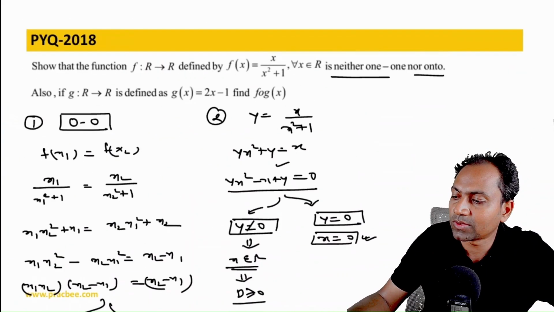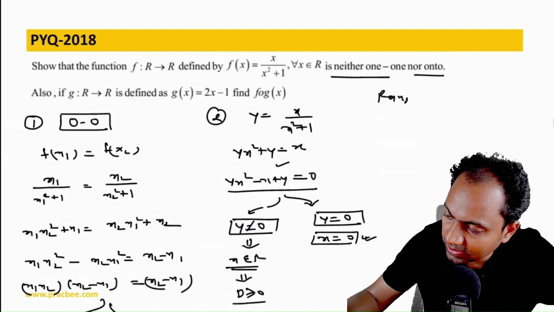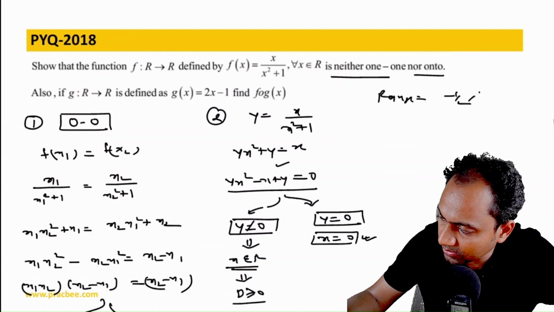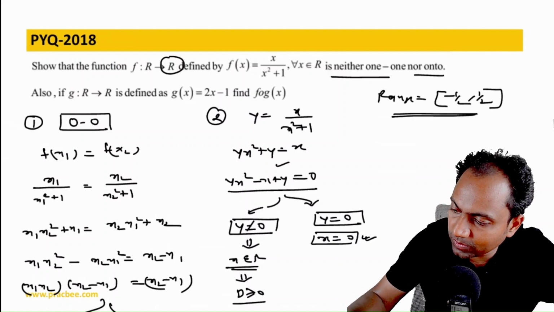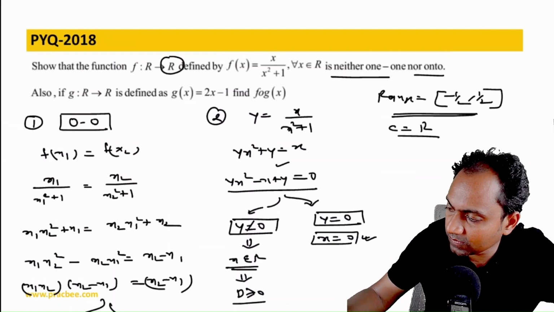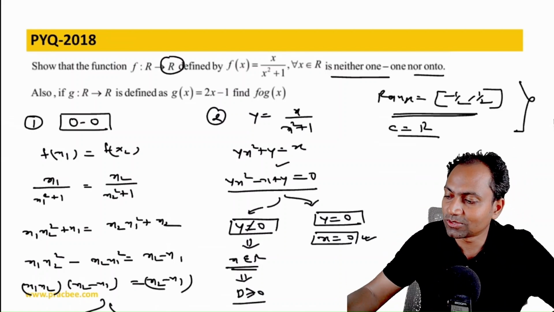Okay. So now we can see that based on both of these conditions, the range of the function that we are getting is nothing but minus 1 by 2 to 1 by 2. This range we are getting. But the codomain that is given is nothing but R. So both of them are not matching. So if both of them are not matching, we are going to say that this is not a 1-1 function or an onto function.